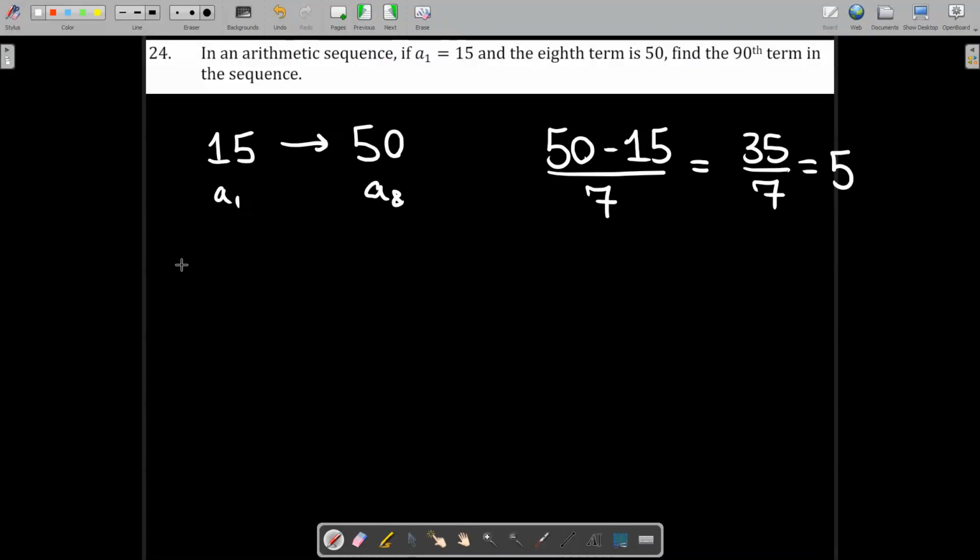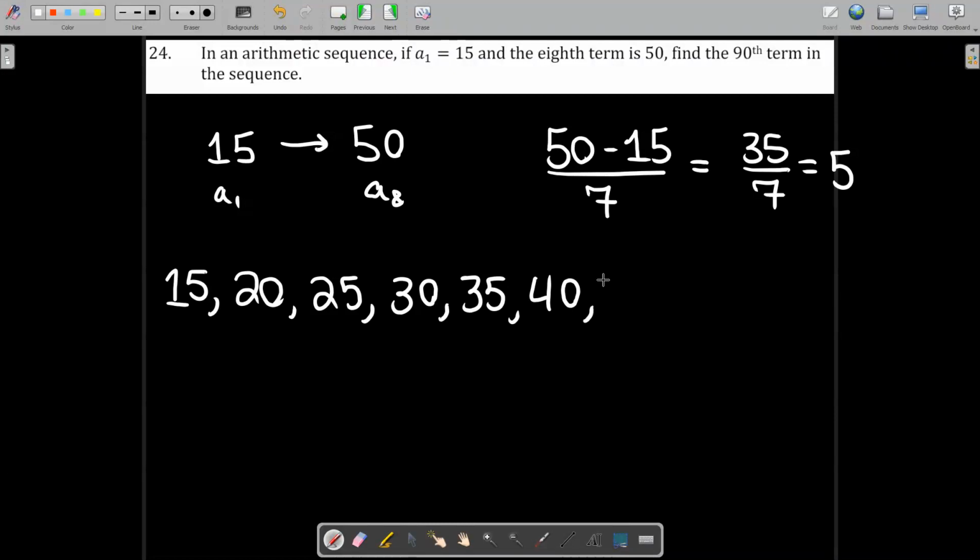So just to list out the sequence so far, we got 15, and then we go 20, 25, 30, 35, 40, 45, 50. And we can just make sure that we did it right. So this should be the 8th term, right? The first term, second term, third term, fourth term, 5th term, 6th term, 7th term, 8th term. So now we're doing it right.